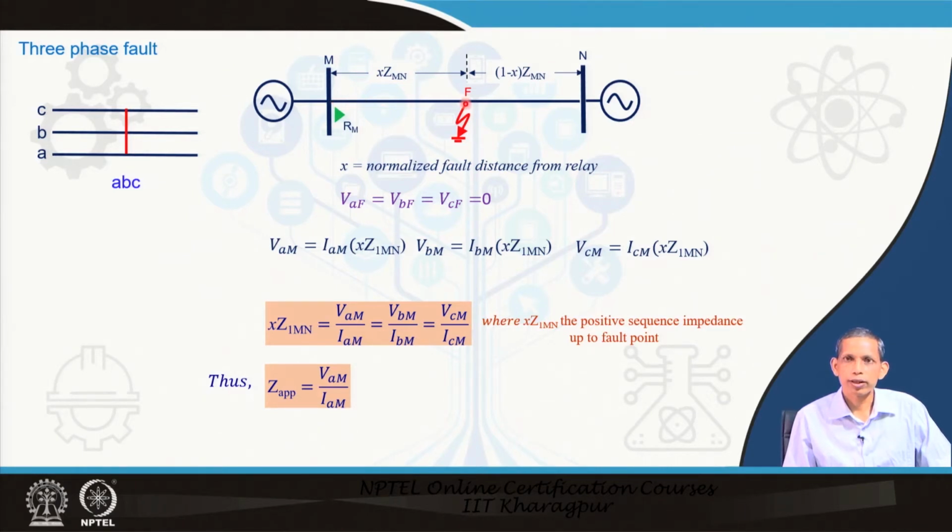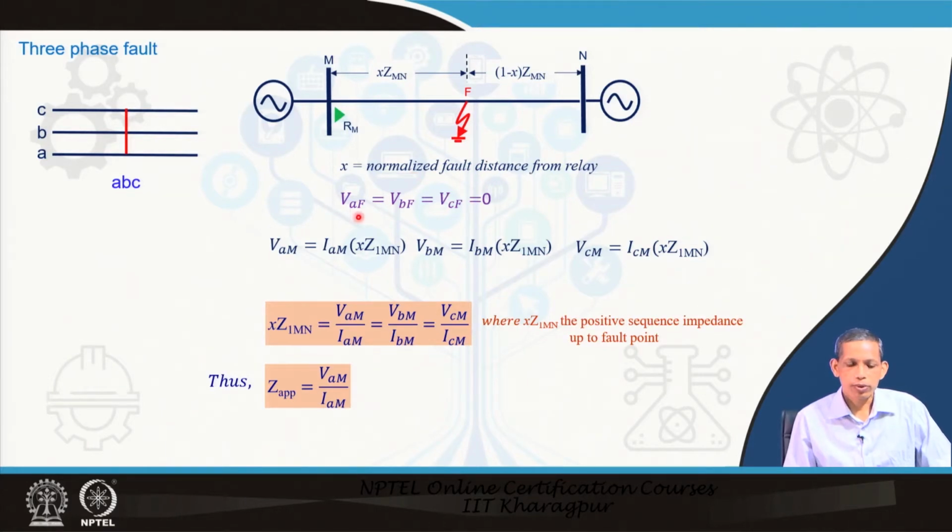A fault happens to be there in the line, and the category of fault is 3-phase fault. Let us assume that x corresponds to the normalized fault distance. So, x implies 0 to 1 for this line. So, we have two sections, from M to F and from F to N. For the corresponding sections we have the impedances x Z MN and (1 minus x) Z MN.